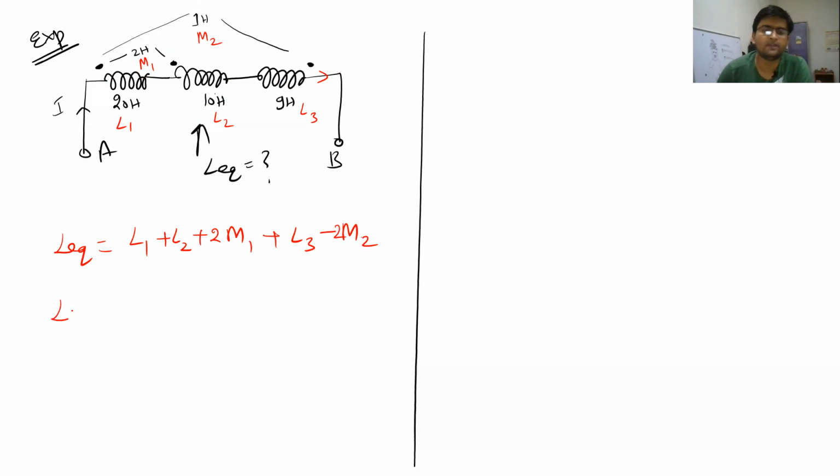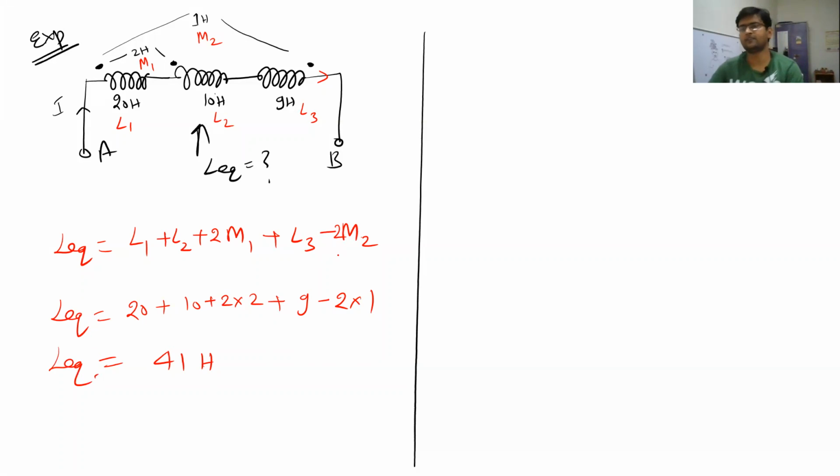So finally we can write our L equivalent as 20 plus 10 plus 2 times 2 plus what is L3? 9 minus 2 times 1. So this is how we can solve it, and finally how much will we get? 20, 10, 30, and 39 plus 4, 43 minus 2, 41. So total 41 Henry. So you can check it, right? Let us go for the second example.